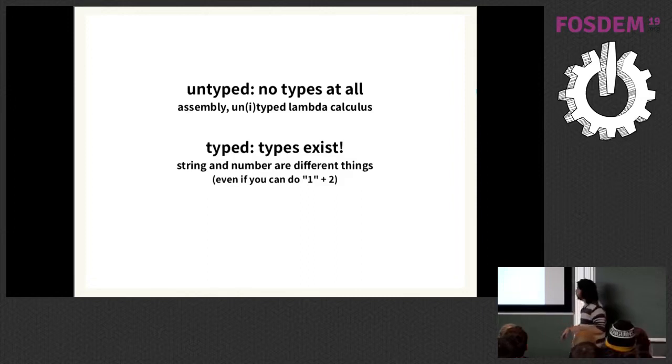For all the other ones, types exist. String and number are different things. Automatic coercions can make this a bit confusing. So we say, oh no, it's not typed because I can do string 1 plus 2 and I get a number. But no, it's actually just doing an implicit conversion. They are actually different things.